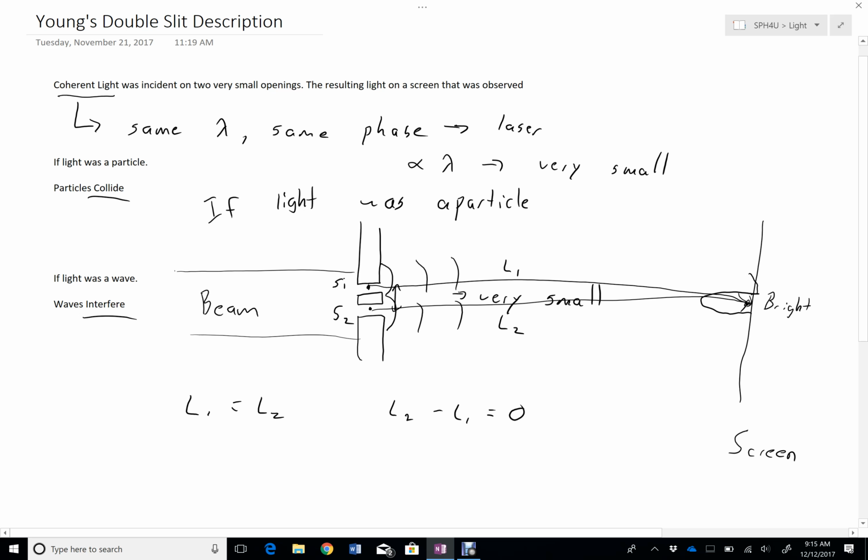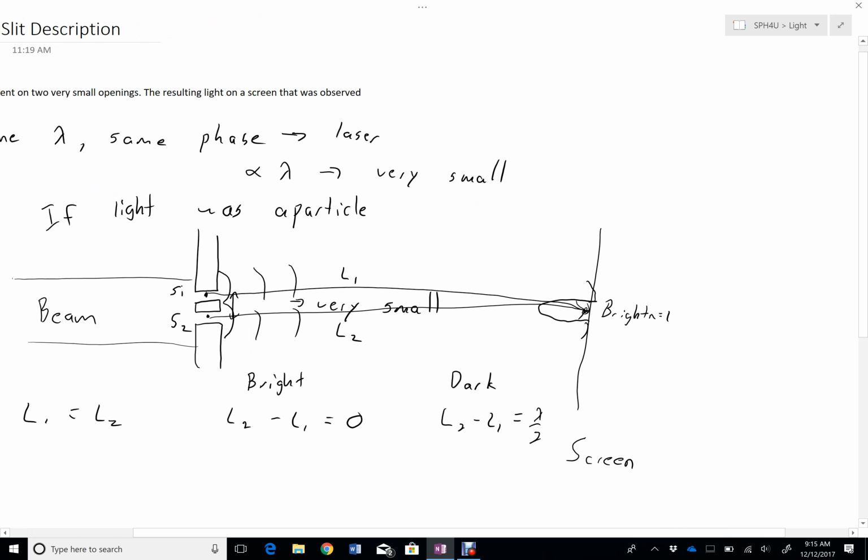On either side of the bright spot, there should be a point where the L2 minus L1, or the path length difference, works out to be half of a wavelength. So this would be bright. And in that spot, we should get a dark location. So this would be the n equals 1 antinodal point. And this would be the n equals 1 nodal point.